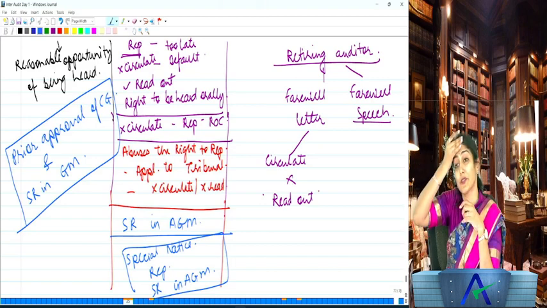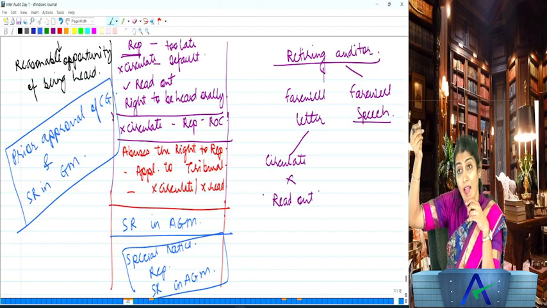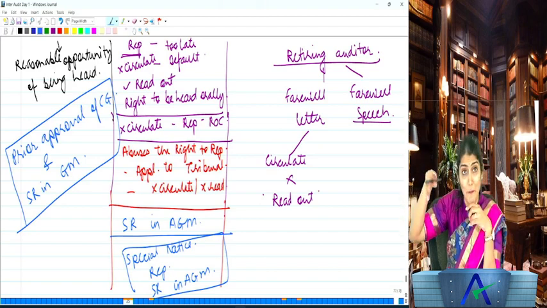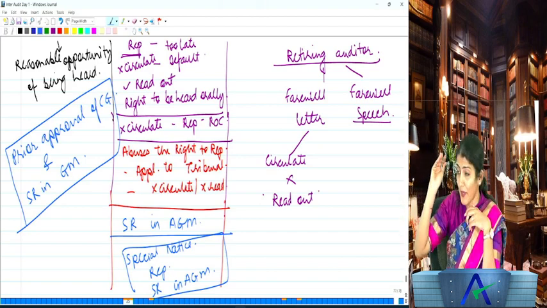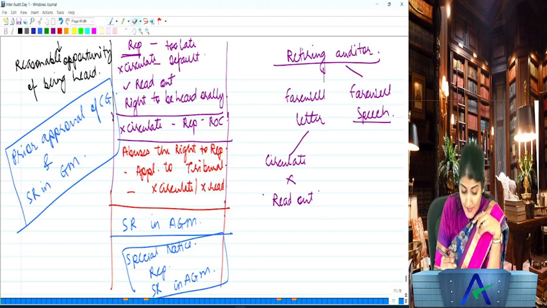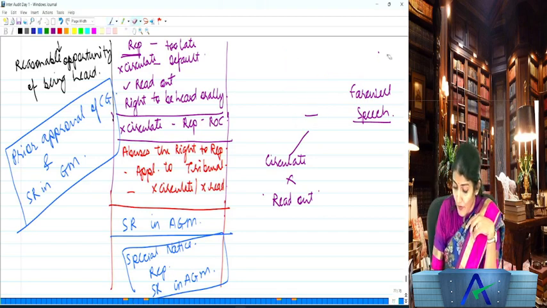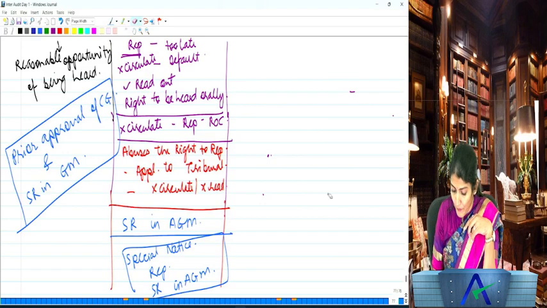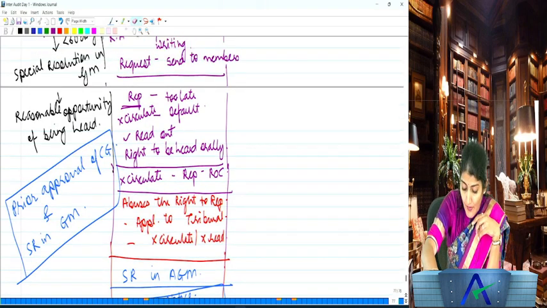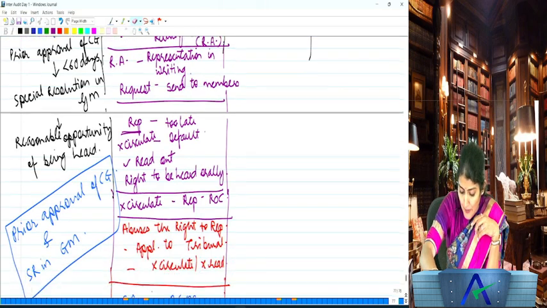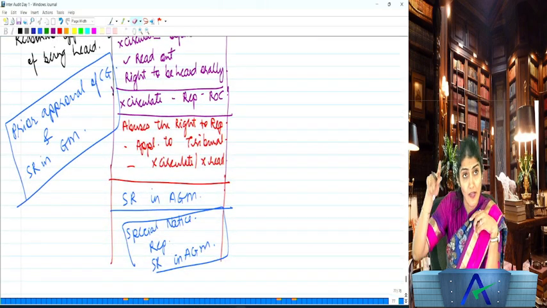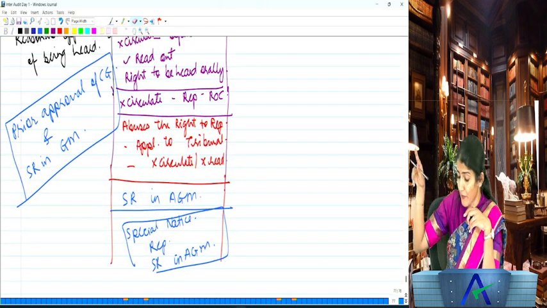And when do you need to give the copy of the representation to the ROC? If you don't circulate it to the members. Are you understanding that? Right. So that is the removal of the auditors: removal of the auditor before the expiry of his term, that is, before completion of his tenure. Are you understanding this one, everyone?